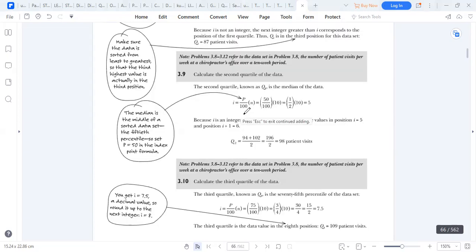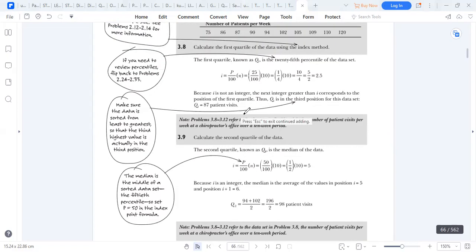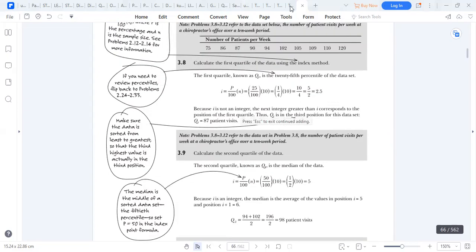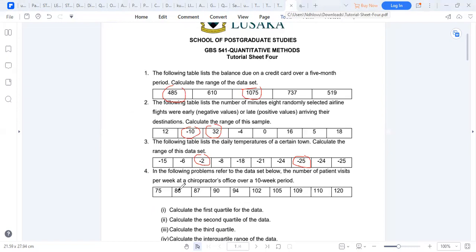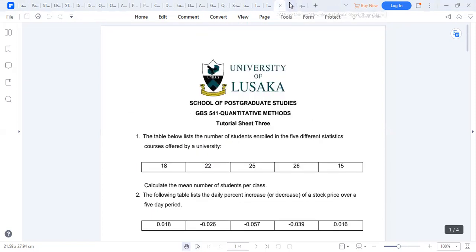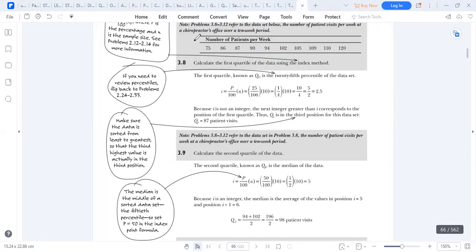Now, quartiles are simply values that will have positions. So in this case here, we have a number of values starting from 75, 86, 87, ascending up to 120. So these values need to find positions. So we have 75 up to 120.